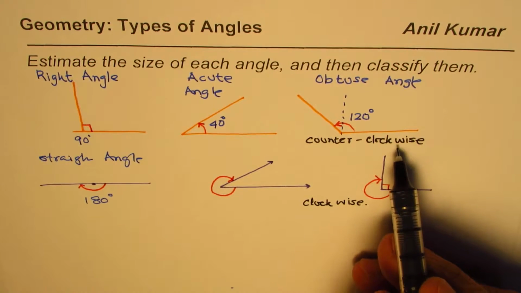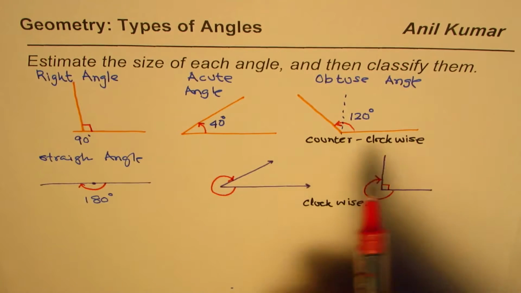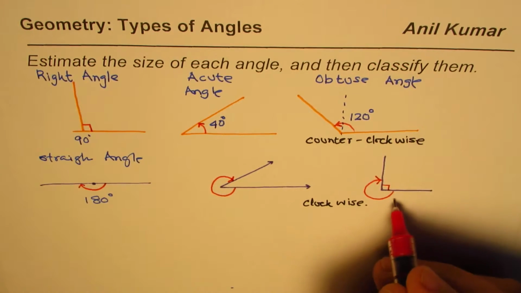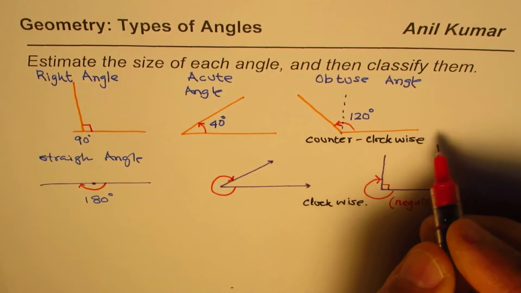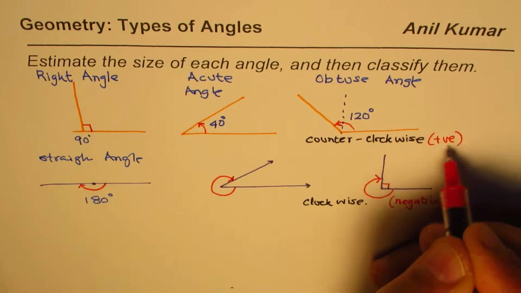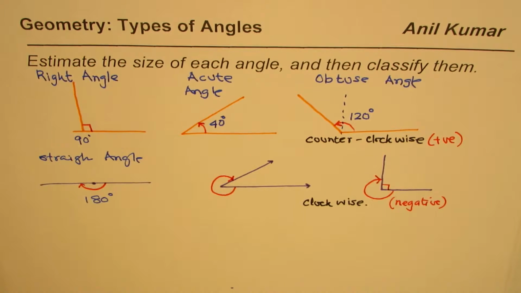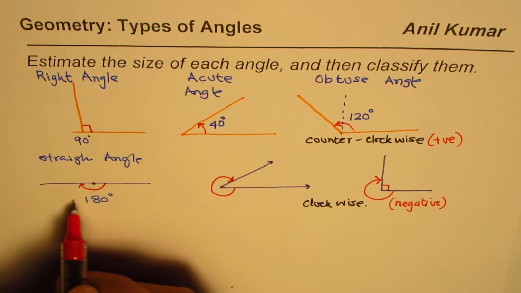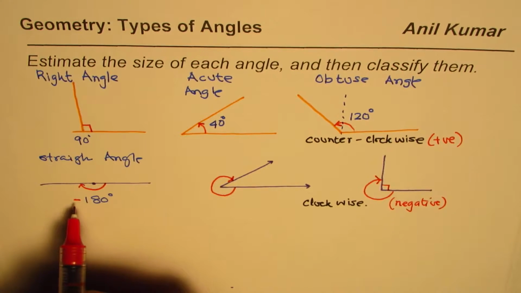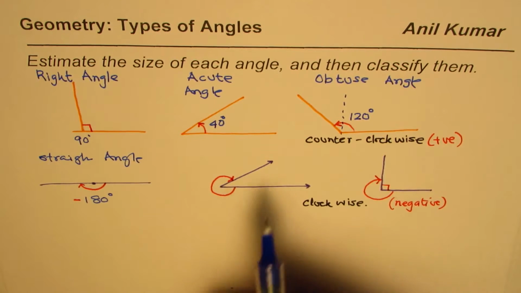But for some students who are in high school, that makes a lot of sense. So if you are in high school, then clockwise means negative angles, and counterclockwise means positive angles. Okay, so we are not writing any sign. That means they're all positive, right? So if you are in high school, in that case, this angle should be written as minus 180. So I'm writing in red. If you are in middle school, forget about this. Okay, now let's get to the next one.